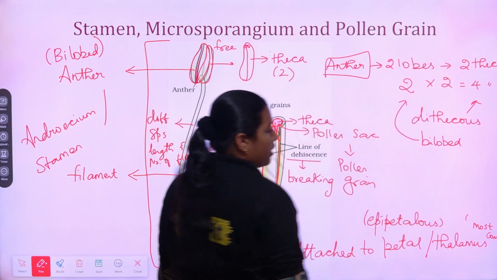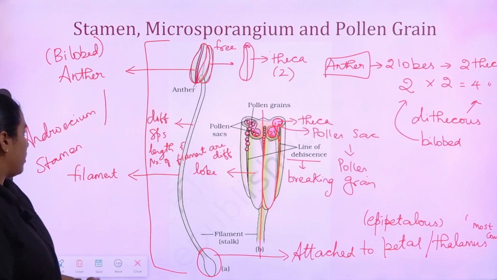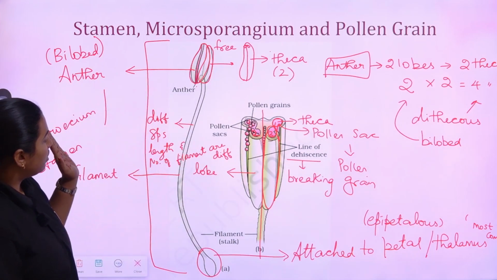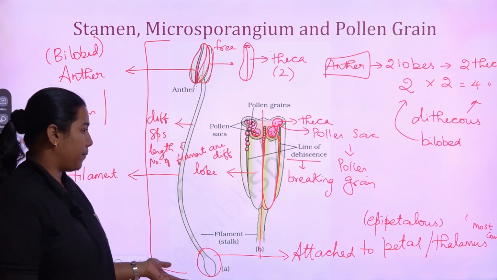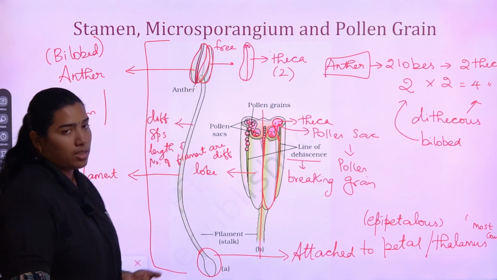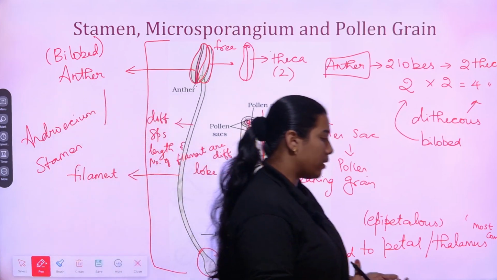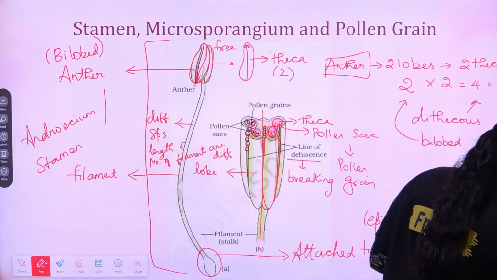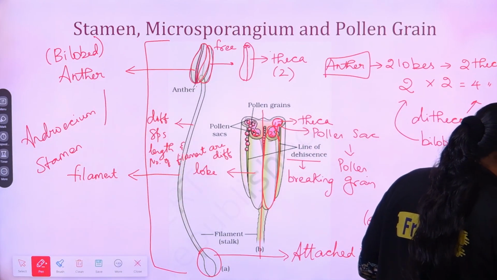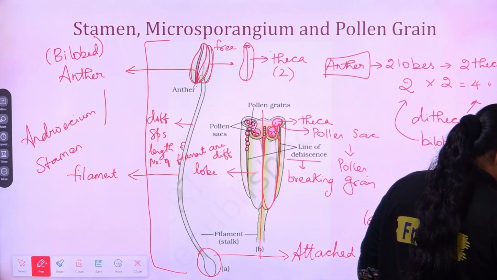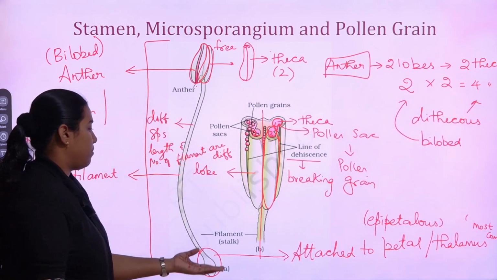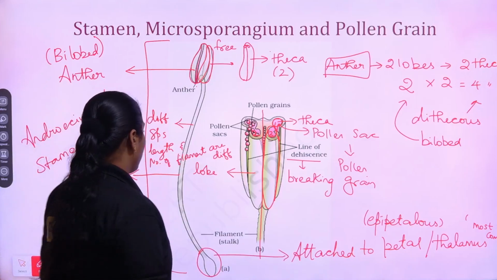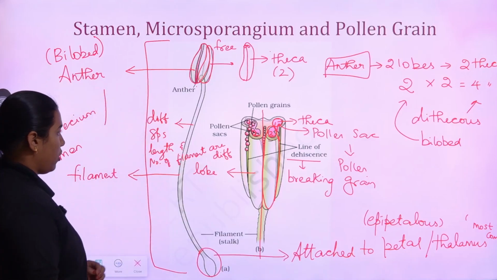Bilobed refers to this condition. Okay. So, another thing, they'll call this proximal end and this is distal end. Fine. Proximal, distal. These are the terminologies that we commonly use to understand. So this proximal end is being attached to the petal or thalamus.